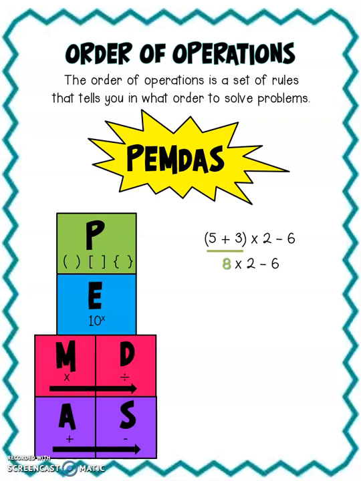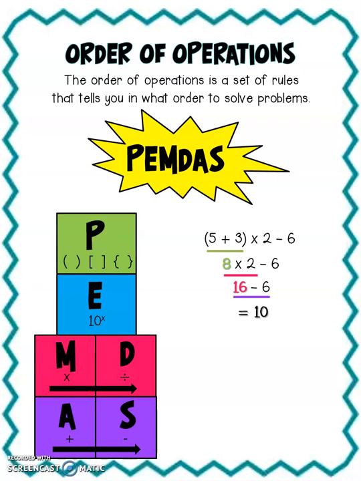I don't have any more parentheses, so I'm going to move on and check for E, exponents. Since I don't have any exponents, I'll move on to M for multiplication and division. I see the multiplication problem 8 times 2, so I'll solve that next and rewrite the expression as 16 minus 6. Finally, there's no more multiplication or division. My final step is to subtract. 16 minus 6 will give me a final answer of 10.